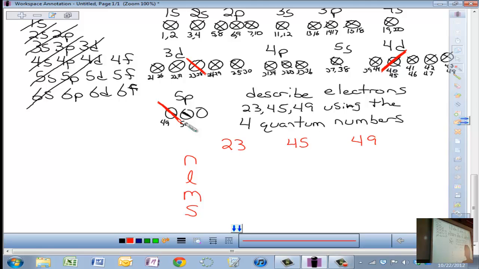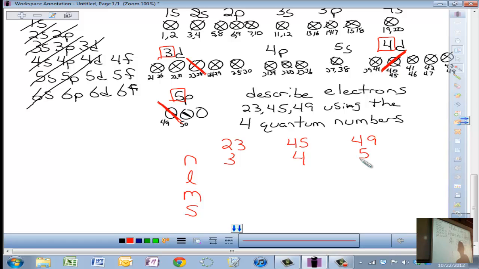n represents your energy level. And I said, again, that's going to be that number, basically the number in front of the letter. So for 23, the energy level was 3. For number 45, the energy level was 4. And for electron number 49, it is 5.